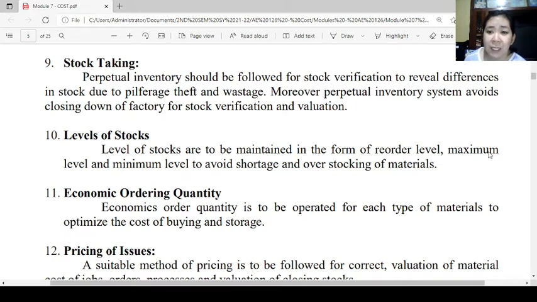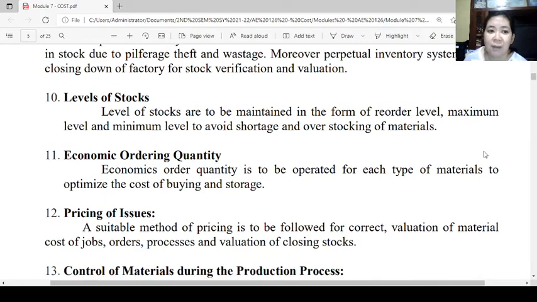The purpose of this is to reveal differences in stock due to pilferage, theft, and wastage. Meaning to say, if there is a difference between the recorded amount of inventory and the actual physical inventory in the store, it will be noted. Moreover, the perpetual inventory system also avoids closing down a factory for stock verification and valuation.